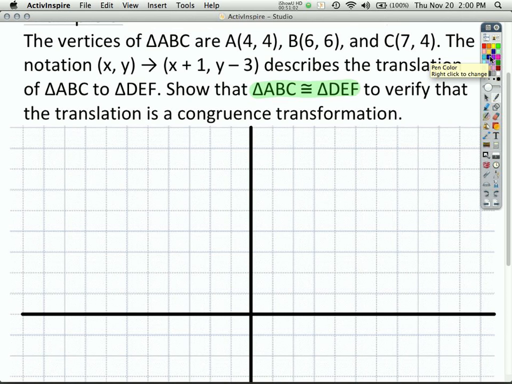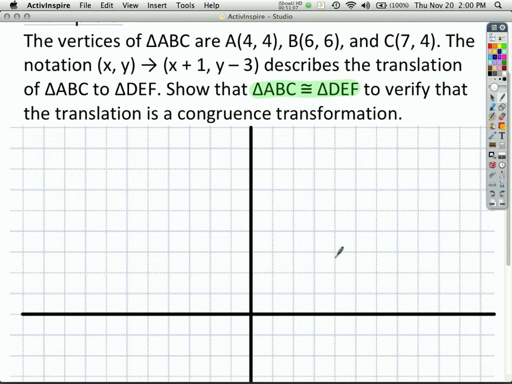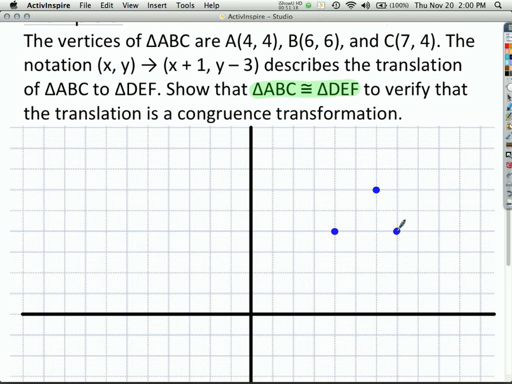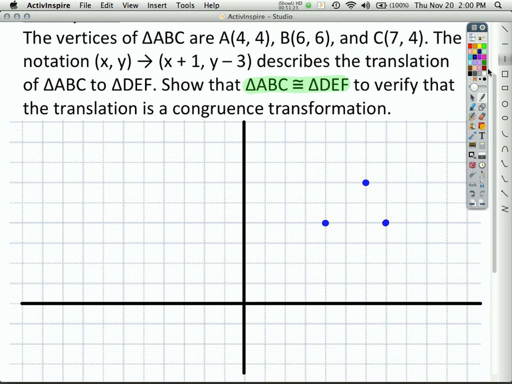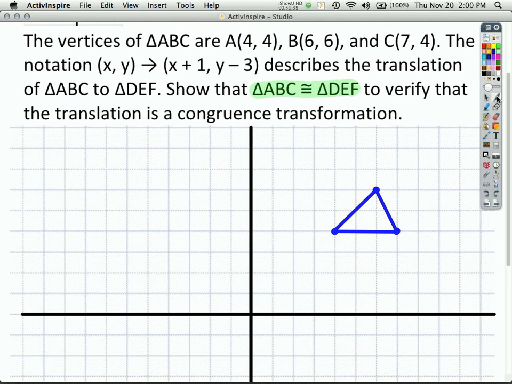So first I'm going to plot the points for triangle ABC. 4, 4, right there. 6, 6, right there. And 7, 4, right there. And I'm going to connect the dots to form the triangle. Now we need the transformation.